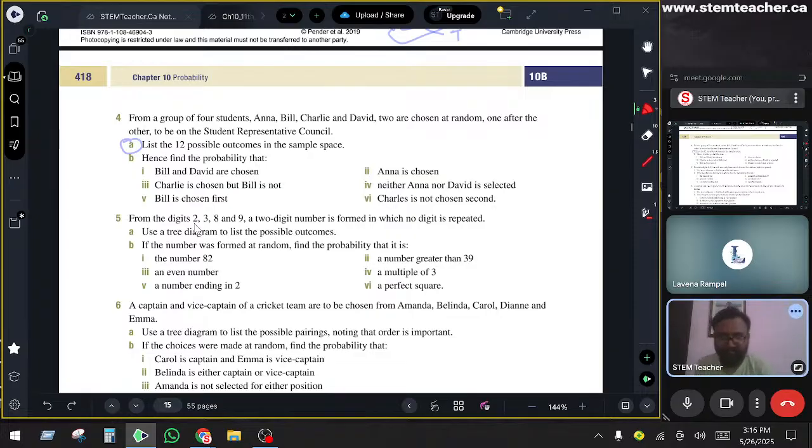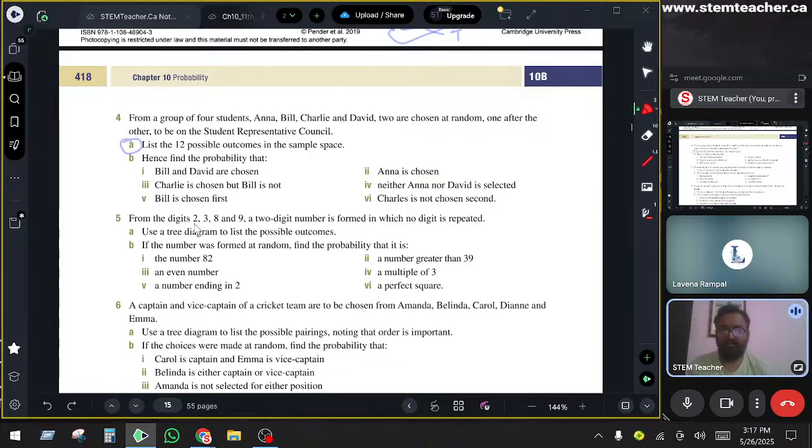Fourth one, neither Anna nor David is selected. AD is not possible, means BC case. So therefore either BC or CB. In the rest of all cases, either Anna or David will form. Only 2 over 12.